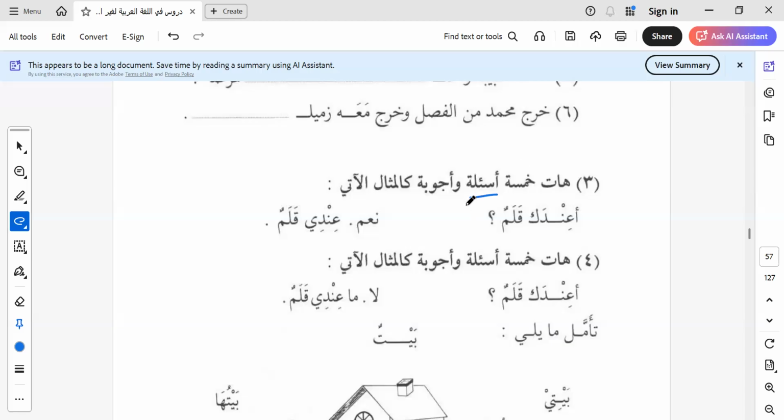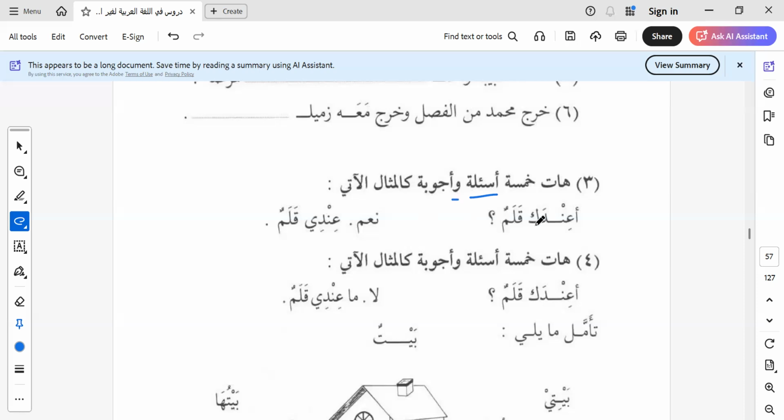Khamsata as'ilatin wa ajwibatin. Wa is a waw al-atf, waw of connection. So whatever is happening to the first one is happening to the second because they are combined with a conjunction, the letter wa. Khamsata as'ilatin wa ajwibatin kal-mithal, like the example. So bring 5 questions and answers as in the following example.